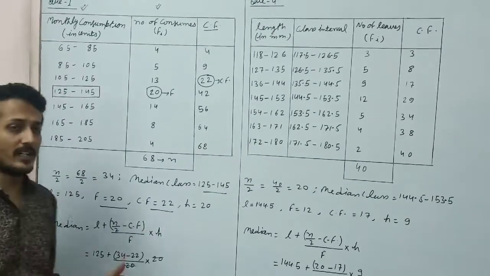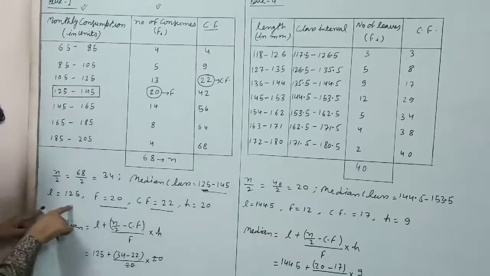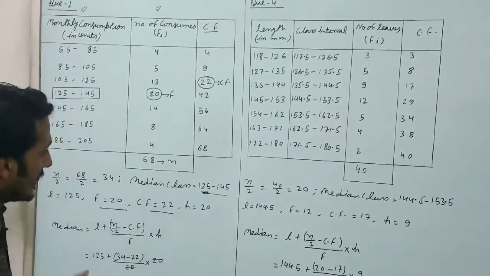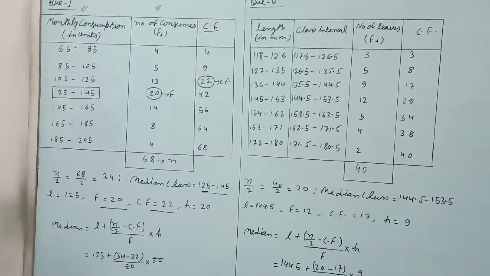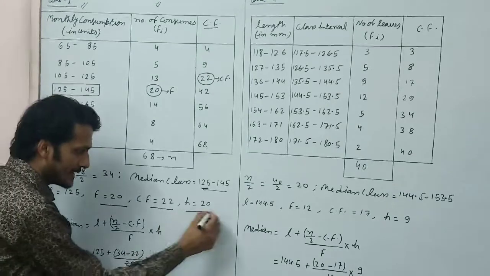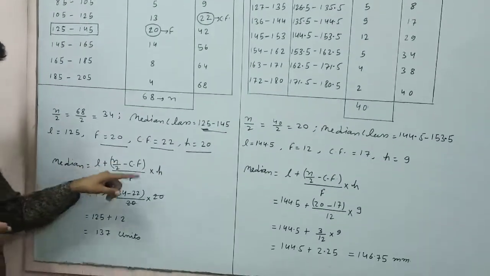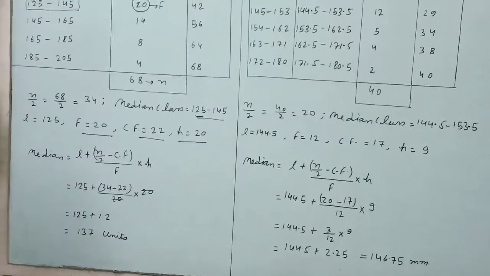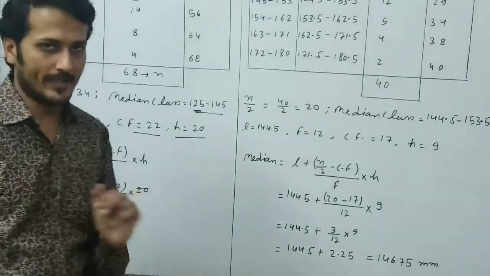Now L is the lower limit of the median class. The lower limit is 125, so we have written L equals 125. H is the class size. We can see that the gap between class intervals is 20, so H is 20. Now median is L plus (N upon 2 minus CF) upon F into H. Put the values, and after simplifying we get median equals 137 units.